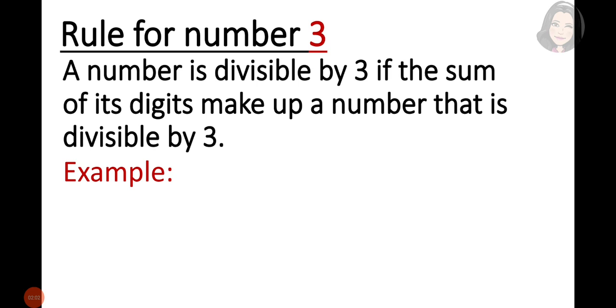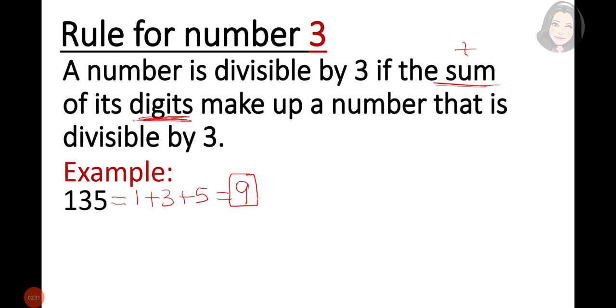Rule for number 3. A number is divisible by 3 if the sum of its digits, meaning I'll add the digits, makes up a number that is divisible by 3. Example, you have the number 135 and you need to find out whether it's divisible by 3. First thing you need to do is to add its digits. So 1 plus 3 plus 5, that is going to be 4 plus 5, 9. Now take this number 9 and divide it by 3. 9 divided by 3 is going to give me a remainder 0. So it is divisible by 3, then the whole number 135 is going to be divisible by 3.